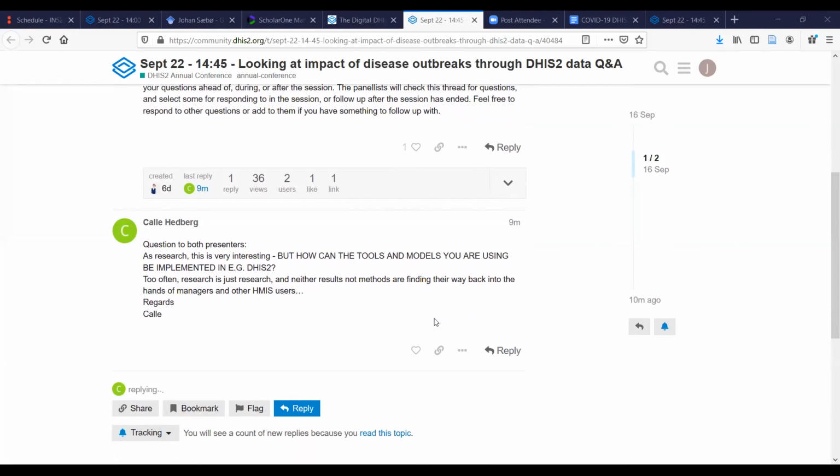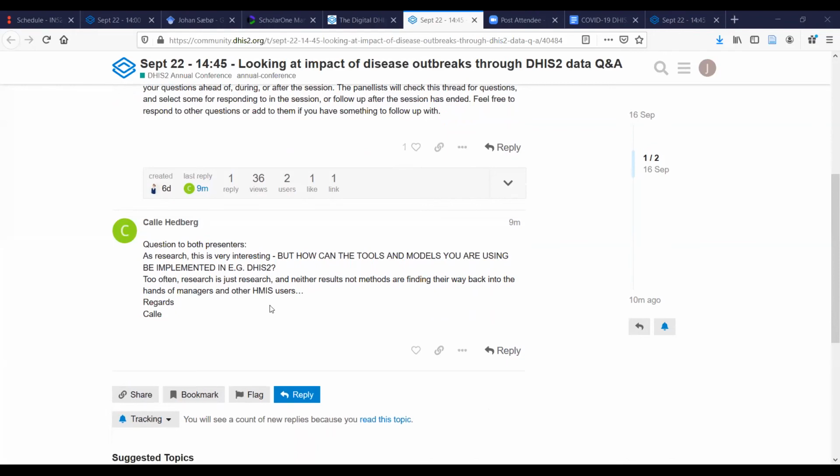The tools and models you're using, how can they be implemented in something like DHIS2? Or how can we as a community also make sure that these results and methods find their way back to managers and other users of the system?